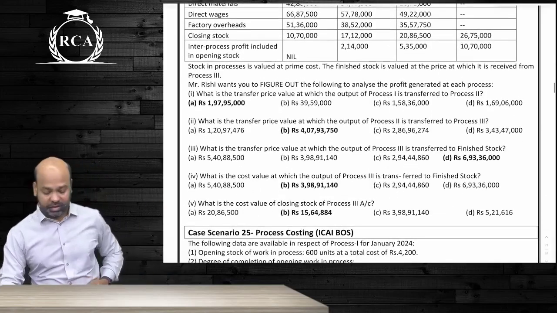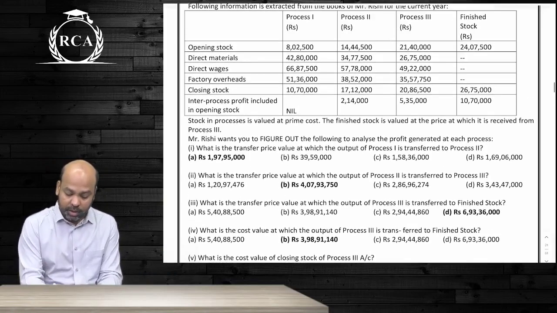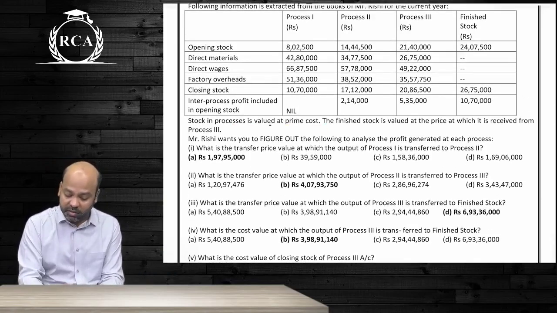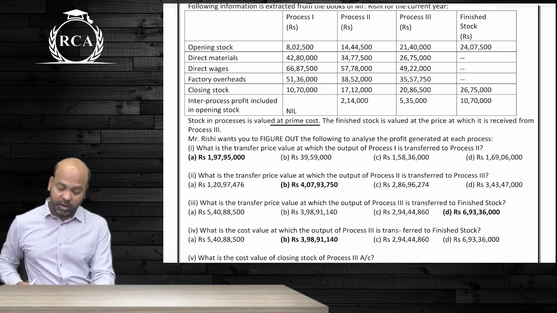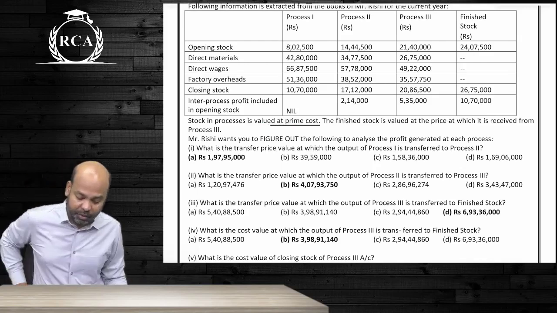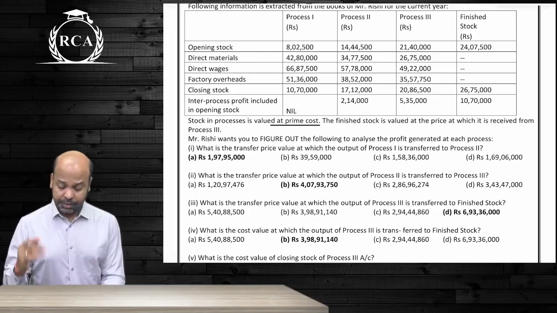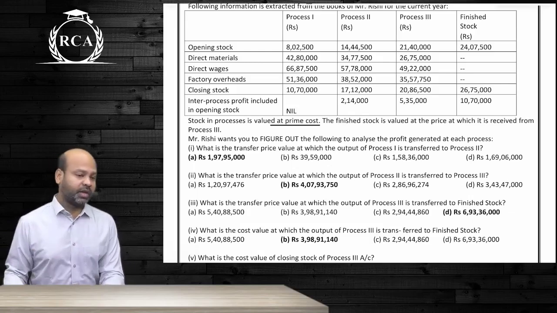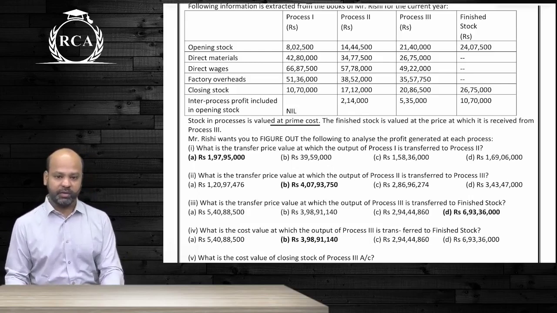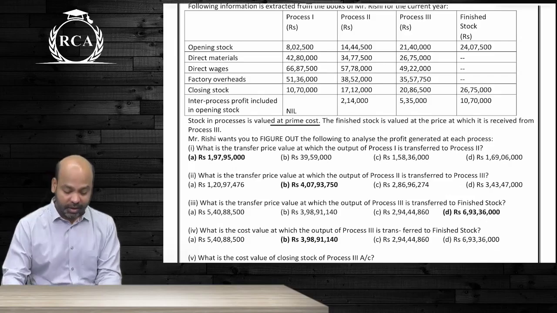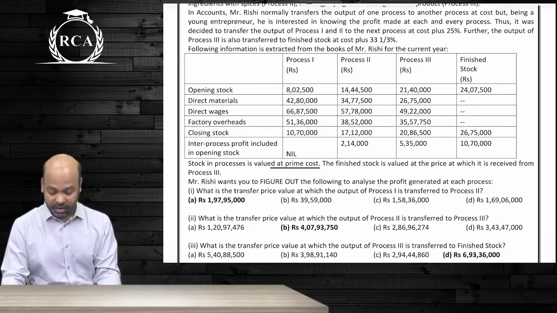Stock in processes is valued at prime cost. Did we have a similar point in the class as well? I said do not question the question. If they say that it is valued at prime cost, we will value the stock, beta, at prime cost only. The finished stock is valued at the price at which it is received from process 3. You're required to figure out the following. Once you prepare all the 3 process accounts, guys, you will automatically know what is the amount of cost and what is the amount of price, beta, at which the product will be transferred. Shall we start off, guys?